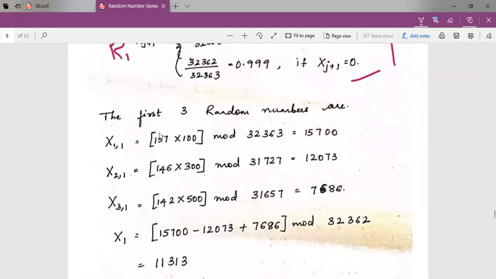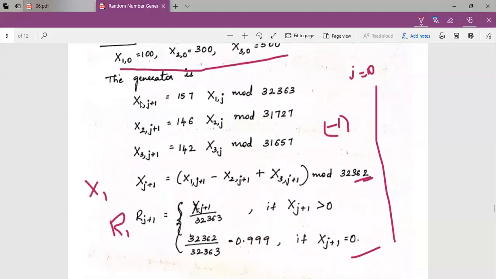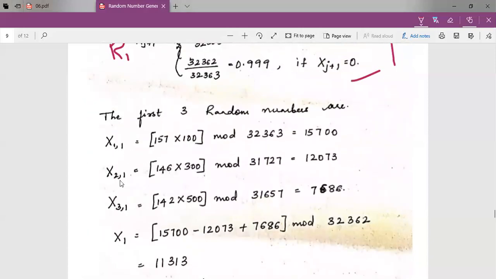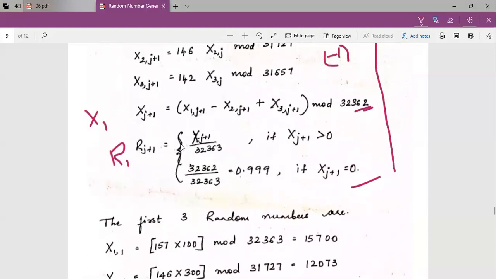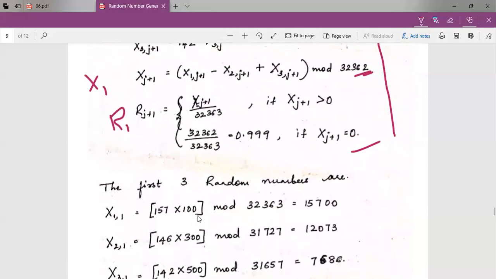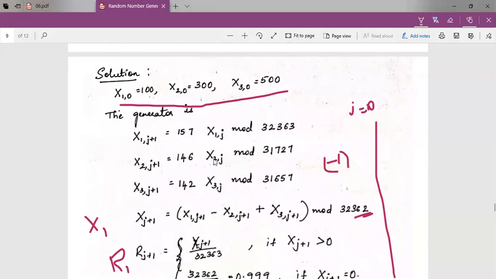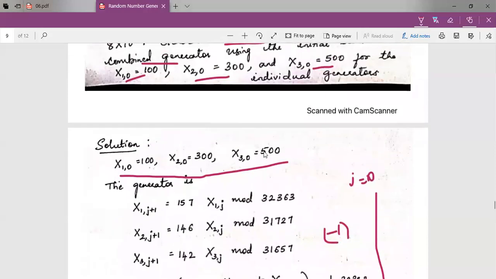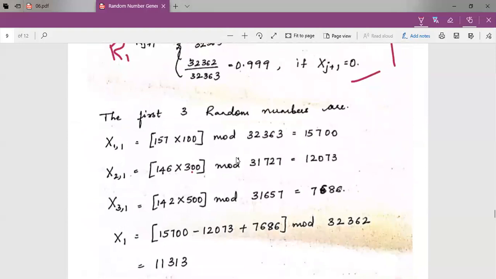Now just check here, the first three random numbers have to be generated. Here the j value, initially, is 0. So we'll calculate x(1,1), x(2,1), x(3,1), which is 157 times the seed value given here, 100 for x(1,0). Then x(2,0) is 300. Then x(3,0) is 500. So 500 mod.